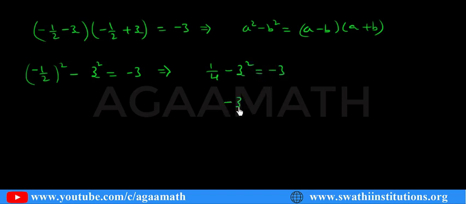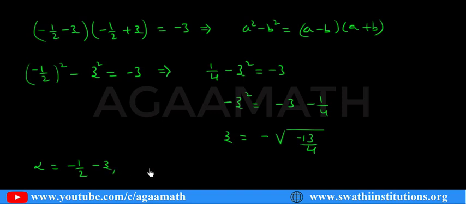Right, so now minus z square is equal to minus 3 minus 1 by 4. When you simplify this more, what you get is z is equal to minus under root of minus 13 by 4. So this is the z value, and we know that one of the zeros, alpha, is equal to minus 1 by 2 minus z, and beta is equal to minus 1 by 2 plus z.